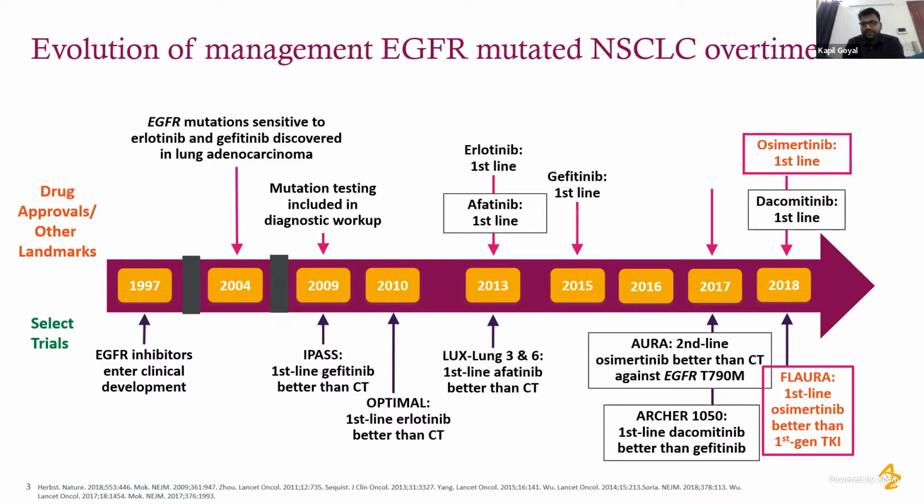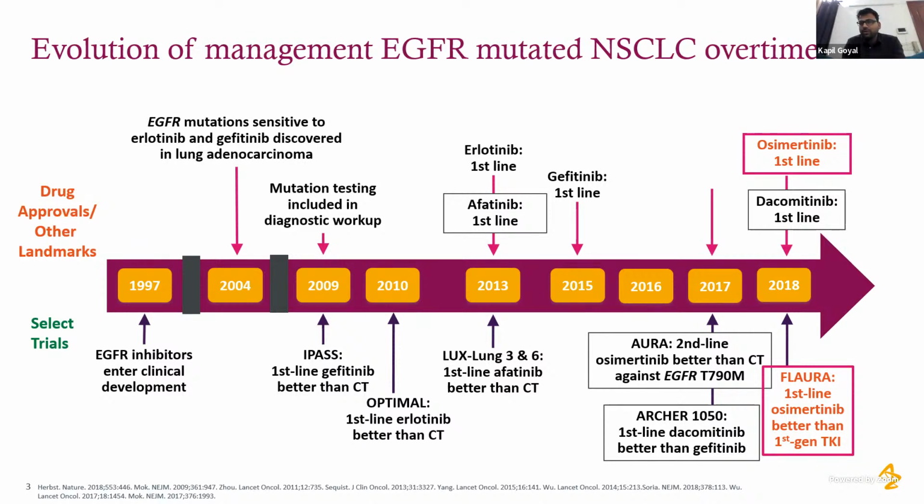In 2017, the AURA trial came, which showed that osimertinib was better than chemotherapy in treating patients in the second line who have developed EGFR T790M mutation. So with the AURA trial, osimertinib got approved in the second line. Also at the same time, the ARCHER 1050 trial came out, which showed that first-line dacomitinib was better than gefitinib. There was no head-to-head comparison between osimertinib and dacomitinib, but the cross-trial comparison showed that osimertinib was better than dacomitinib. However, both were better than the first-generation EGFR inhibitors.